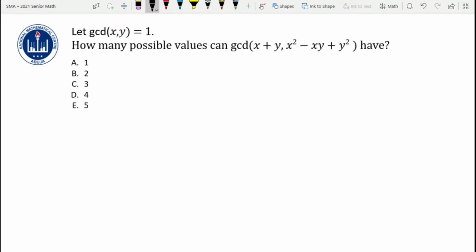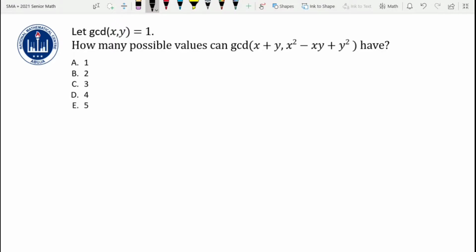In this video, we're going to be solving question 33 from 2021 Senior Maths Olympiad first round. The question goes like this. Let GCD of x and y be 1. How many possible values can GCD of x plus y and x squared minus xy plus y squared have?